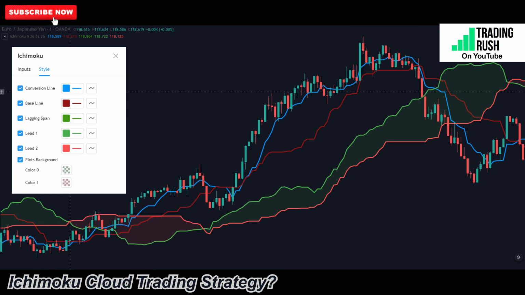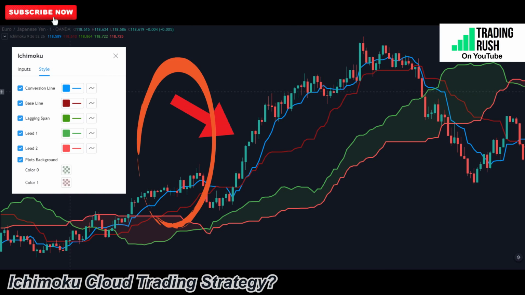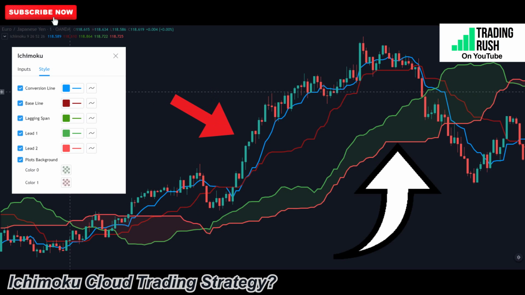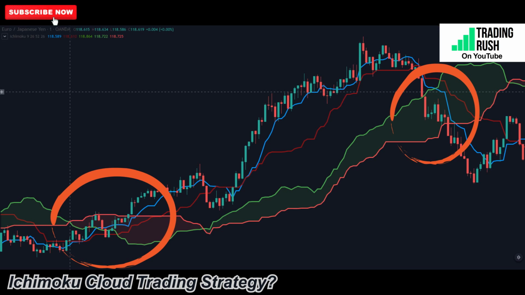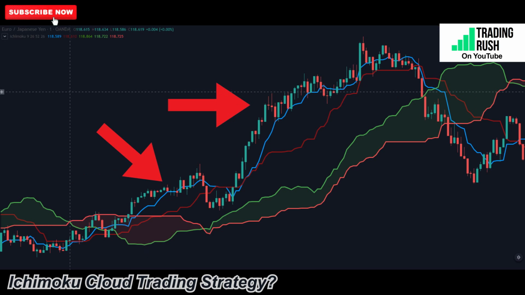The Ichimoku cloud trading strategy is really simple. If the price is above the cloud, we will only look to buy. And if the price is below the cloud, we will only look to sell. The cloud will help us identify the direction of the trend, something that new traders struggle with. Remember, do not take trades when price is in between the cloud. Only take trades when price is above or below the cloud.